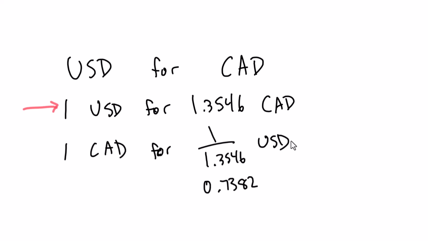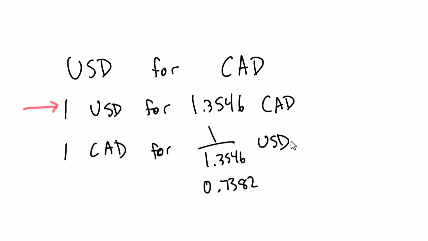You might hear a few different terms that describe how exchange rates change. When the US dollar increases in value relative to foreign currencies, then we say it appreciates or strengthens. If that were to happen in this example, we would be exchanging 1 USD for more than 1.35 Canadian dollars. And on the other hand, if the US dollar declines in value relative to foreign currencies, we say that it depreciates or weakens. In that case, we would be able to exchange 1 US dollar for less than 1.35 Canadian dollars.